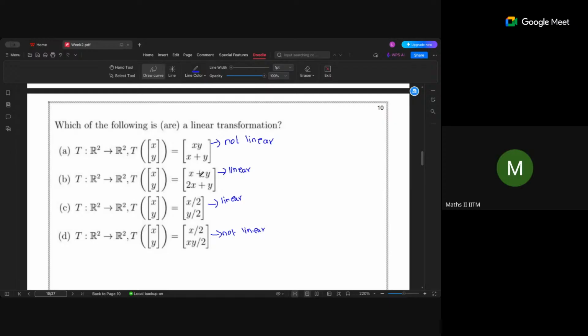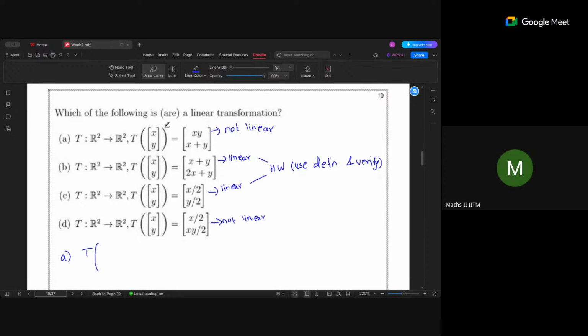Now, for the one with xy and x plus y, I will leave it as homework: use the definition and verify. The other two we will check here. Why is A not linear according to the definition? Shall we check the scalar multiplication property, because we have already done the addition and seen the example. Let's try with scalar multiplication. What happens to T of alpha x y?